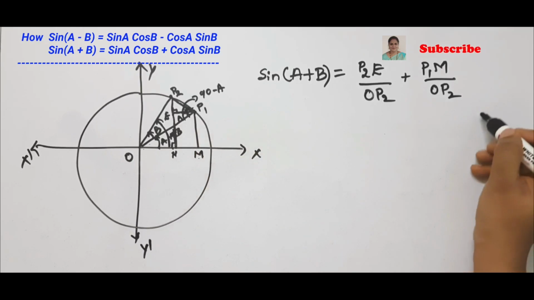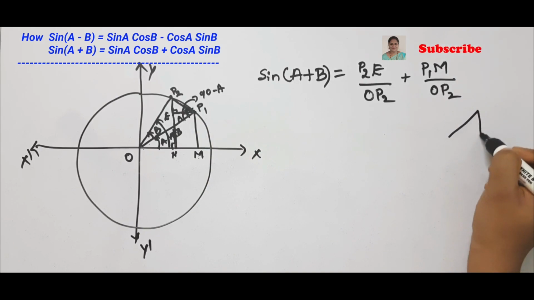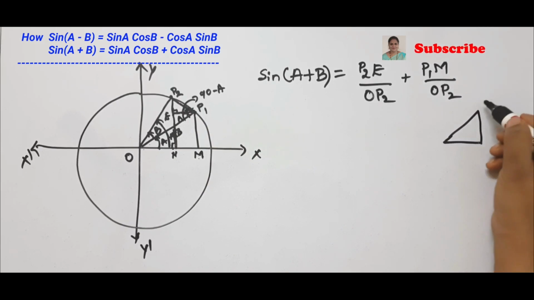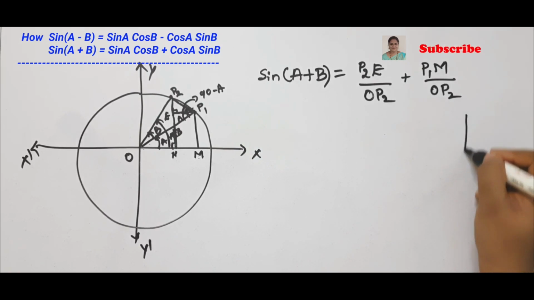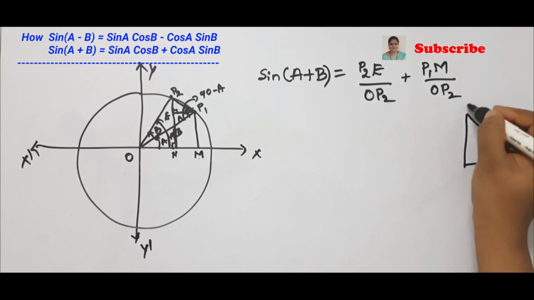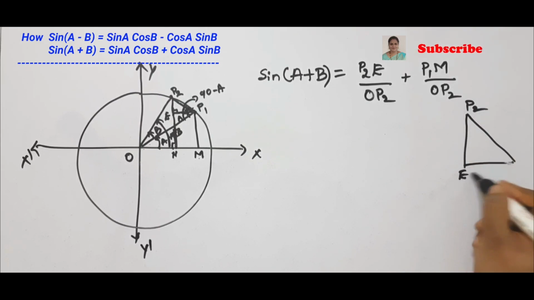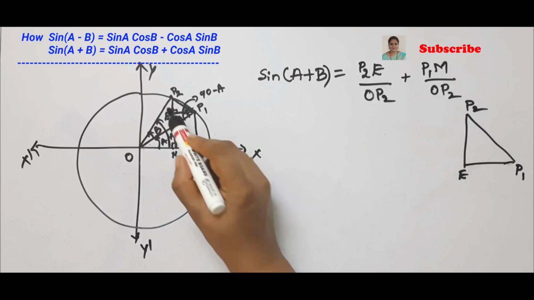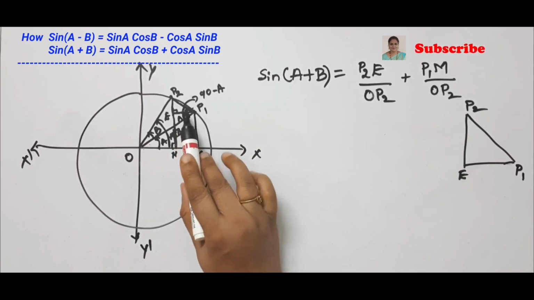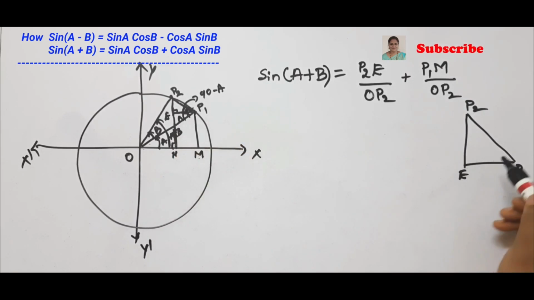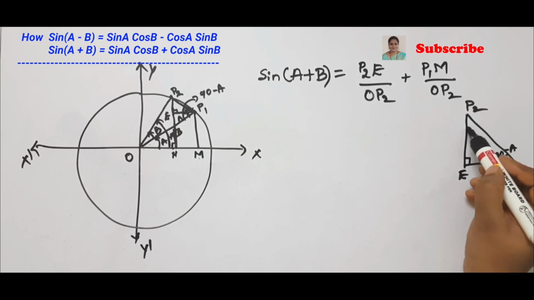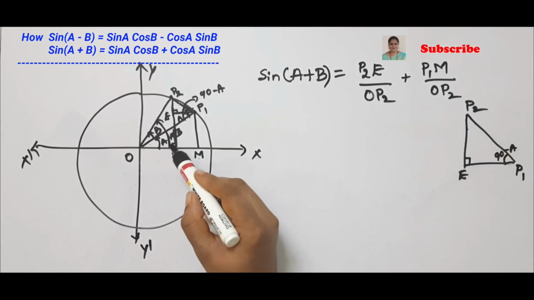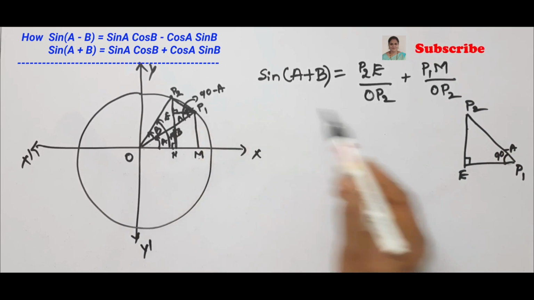So let us draw the rough diagram. So in the triangle P2 E P1, I am drawing the rough diagram here as it is not clear. Okay, this angle is 90 minus A. We got this angle as 90 minus A and this angle is 90. Now we need this angle, is it not? Using this angle, we have calculated the angle of P1.